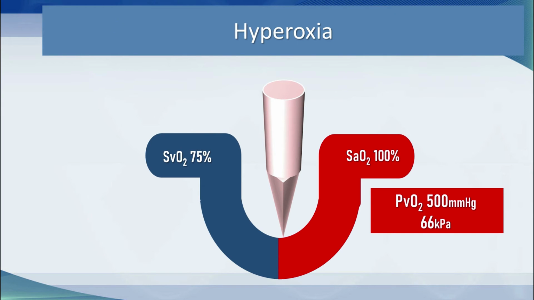Now, it can be easily resolved by the application of a recruitment maneuver. This is 25, 30, 35 centimeters of water of pressure applied for, with normal lungs, maybe 10 seconds. It'll gradually reverse if you just put a patient on a ventilator and give them some PEEP, but it's something that you need to be aware of.